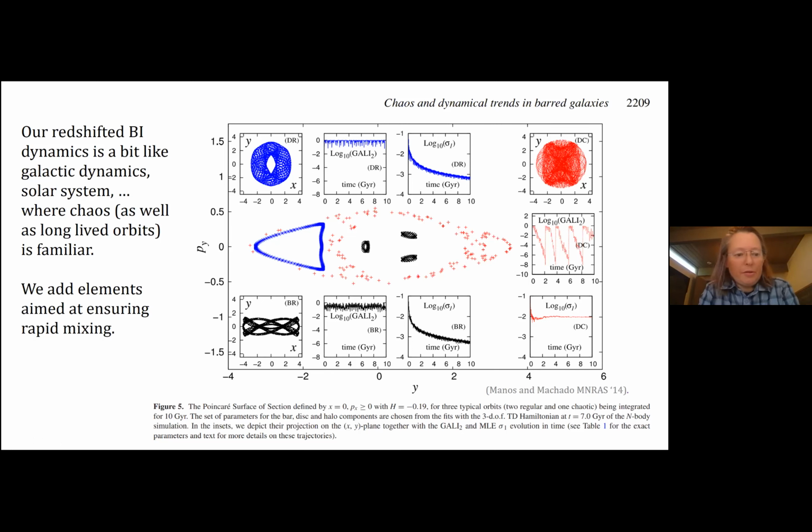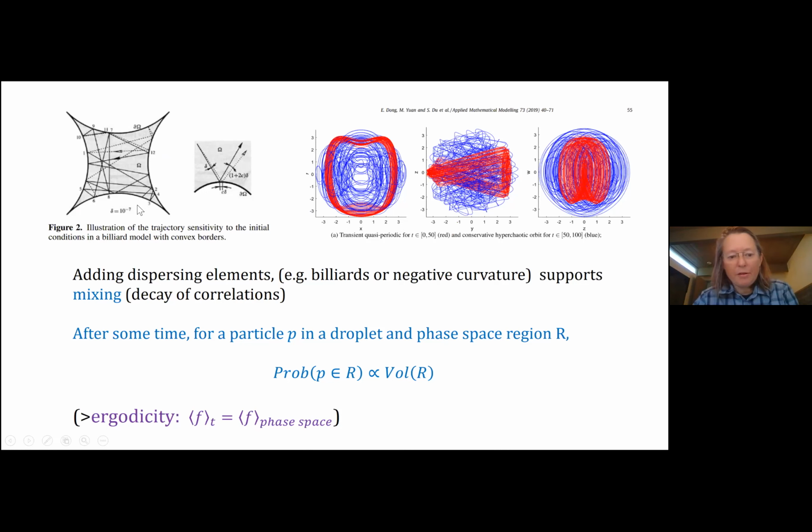I mentioned the solar system, but galactic dynamics involves a rich set of different types of orbits. So inspired by that, and also by mathematical studies of chaos, particularly billiards problems where you can prove strong forms of chaos and mixing, we're going to add some elements, basically analogous to billiard ball bounces, that essentially guarantee that the trajectories mix, that nearby trajectories diverge in a finite time, in a small time.